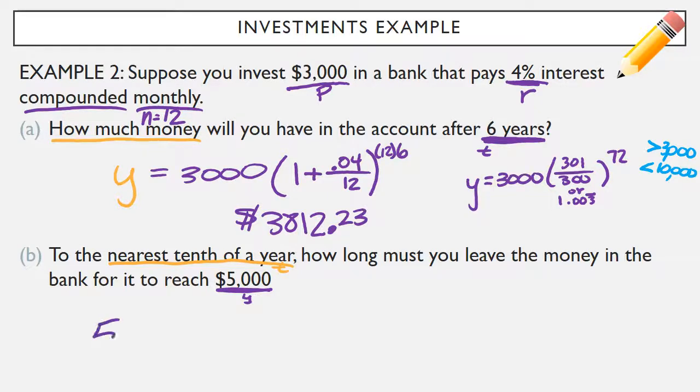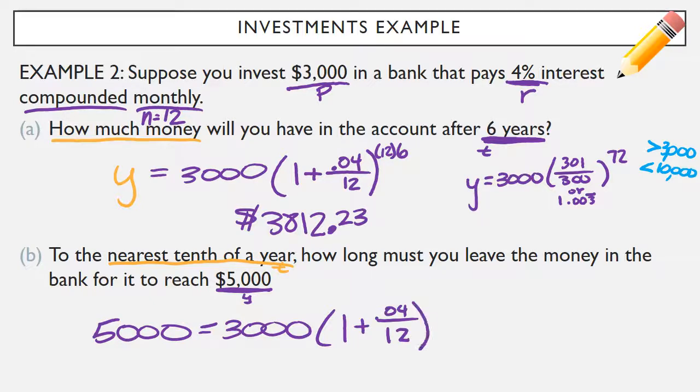So I'm going to plug in 5,000. That's my goal. I'm starting with 3,000. I still have a rate of 4%. I'm still compounding monthly. But I don't know for how many years. That's my unknown. So as always, let's divide both sides by that initial amount because it's in the way. I need to isolate that base.